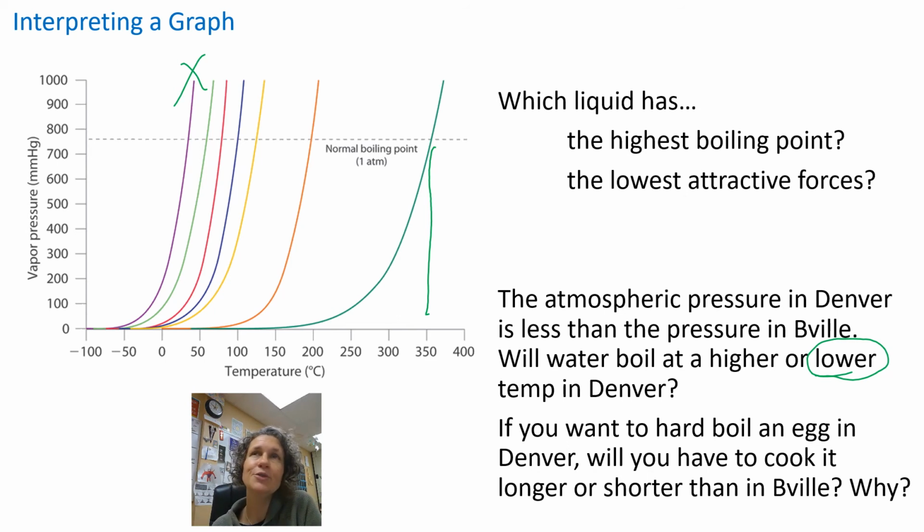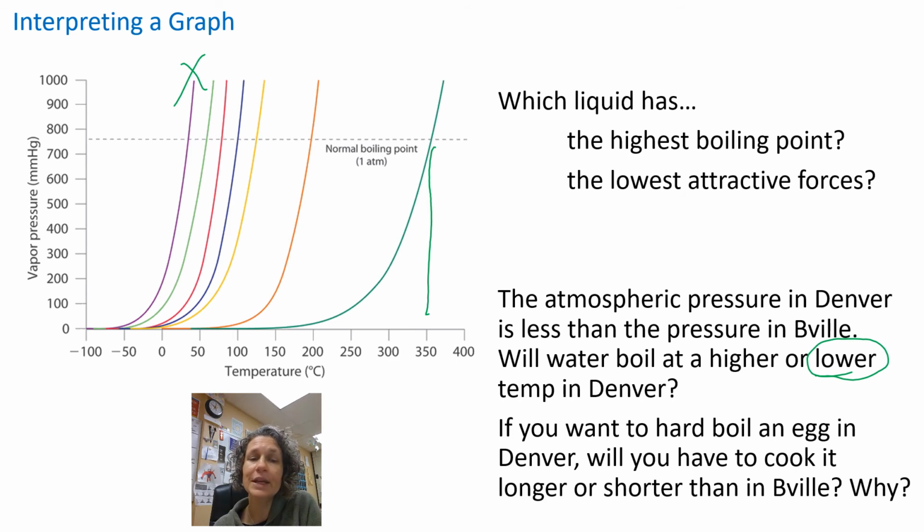If you read the instructions on muffin mixes or cake mixes, a lot of times they'll say bake differently at higher altitudes, and that's why. But then the second question: if you want to hard boil an egg in Denver, will you have to cook it for longer or shorter than in Bartlesville?